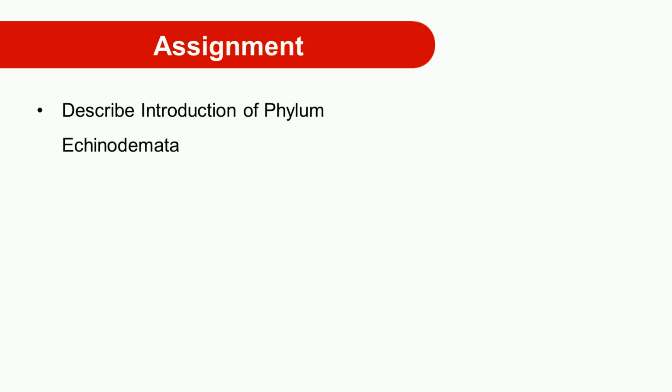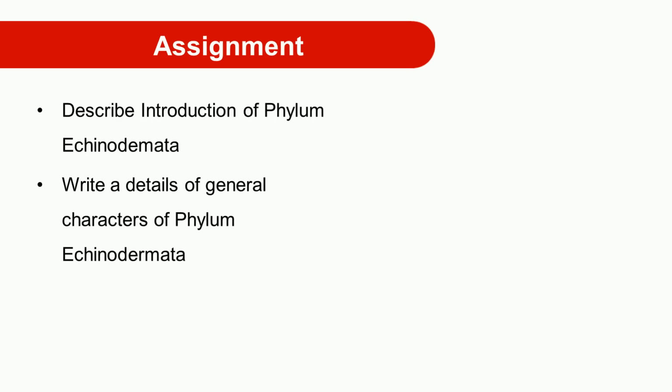Then this is a time for you, students. There is a small assignment for you on this lecture. The question is: describe the introduction of phylum Echinodermata and write details of the general characters of phylum Echinodermata. Write both answers on plain paper. Complete your assignment and upload it to Google Classroom as well as send it to my email ID, Ramnath Andhale at kteachingcollege.ac.in.